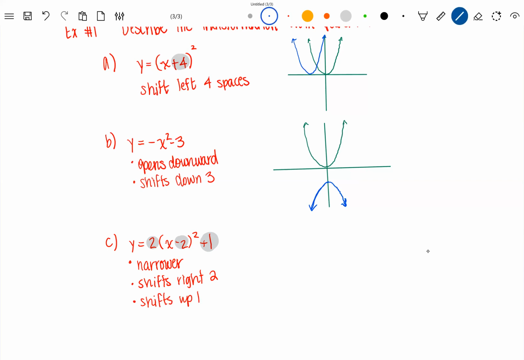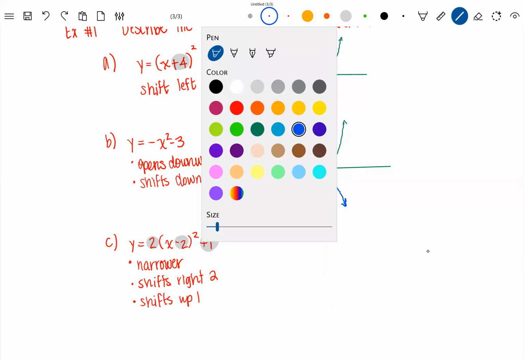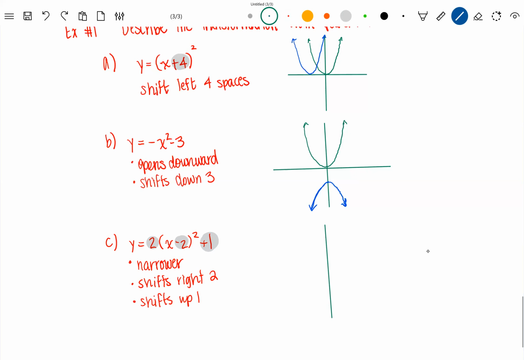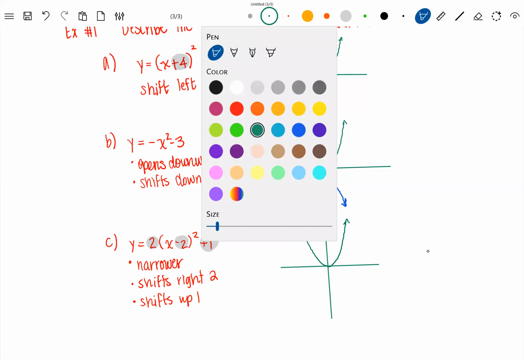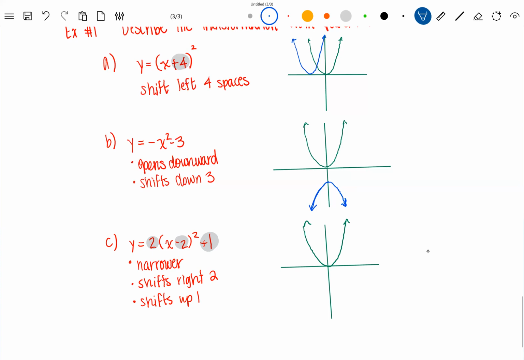Again, here's the parent function. The new function shifts right 2 and up 1, and it's skinnier.